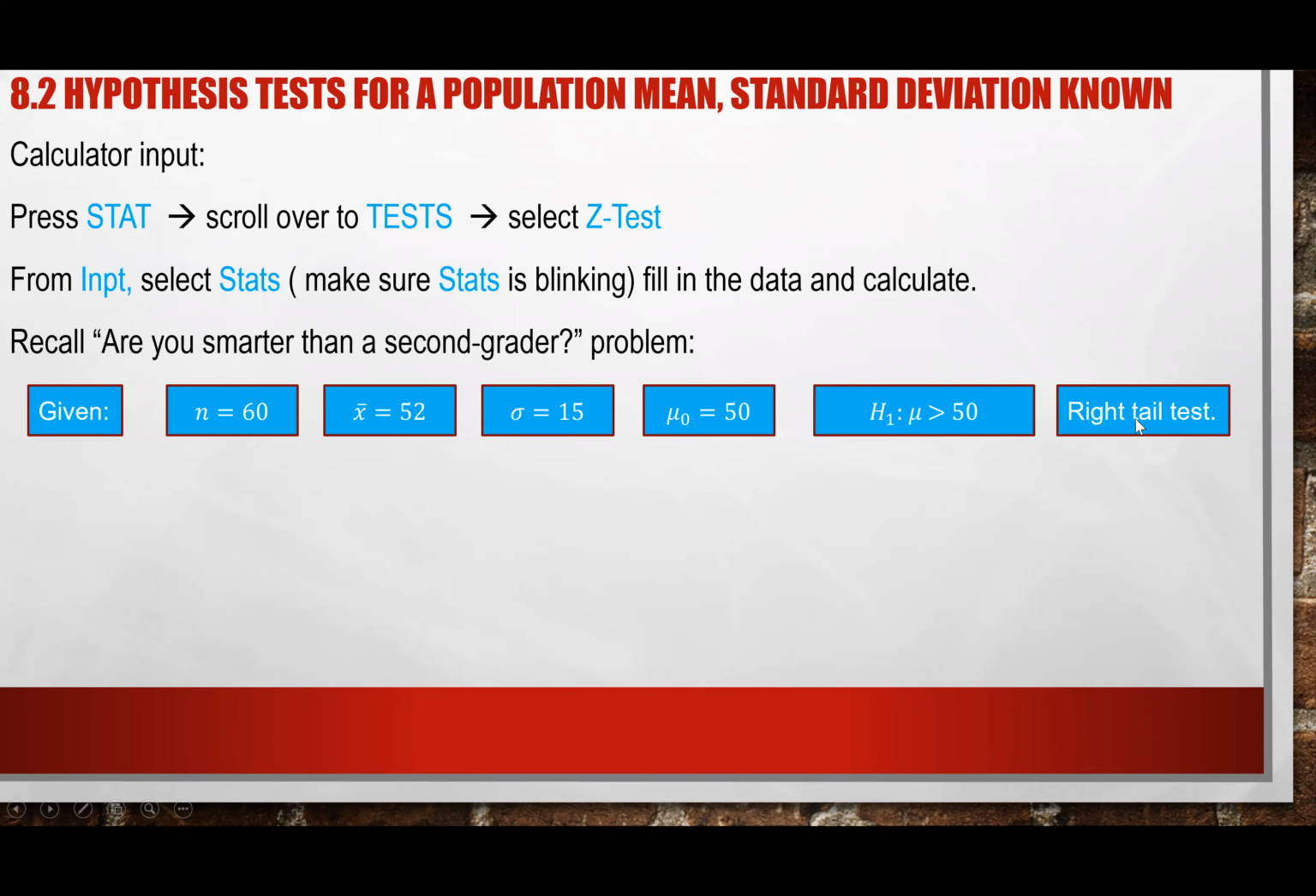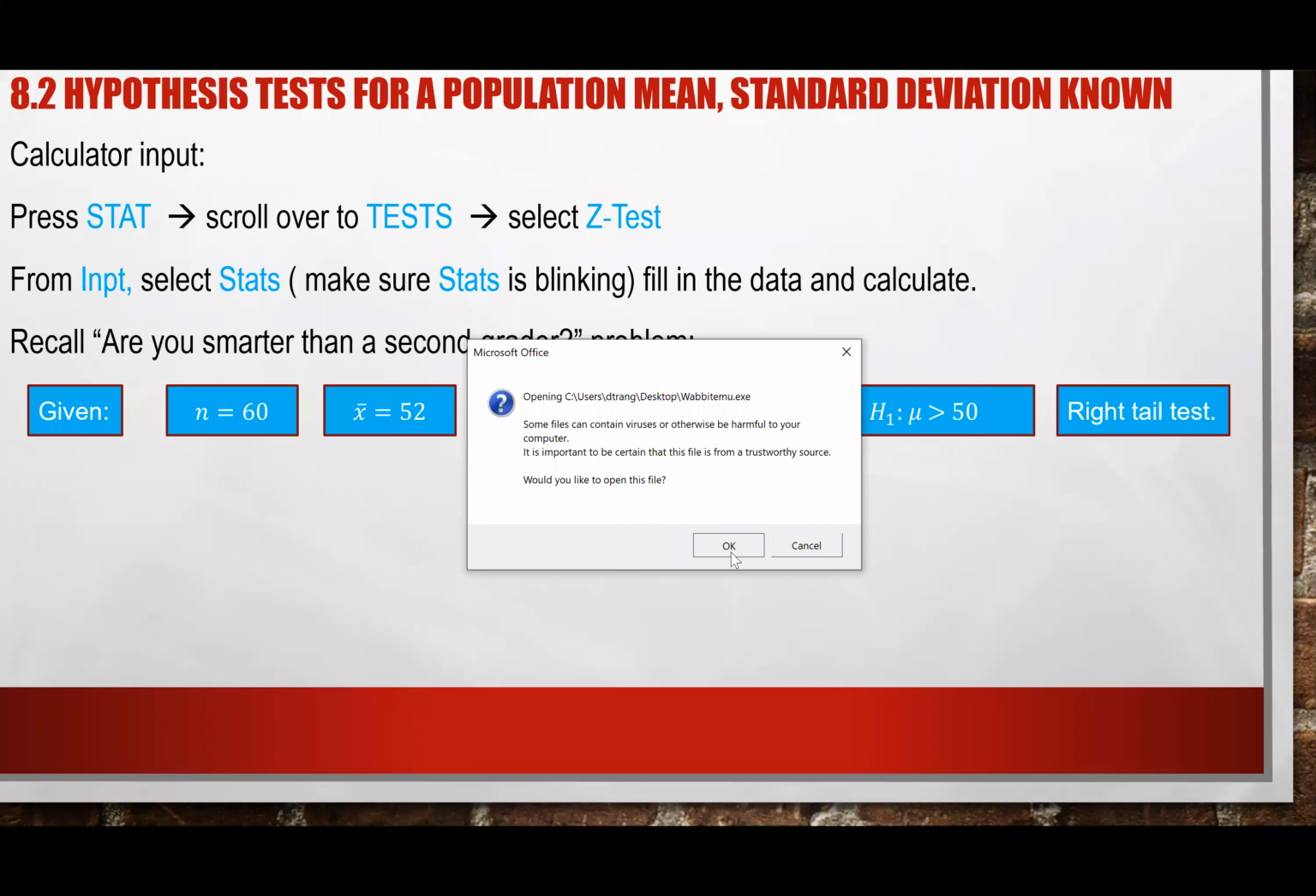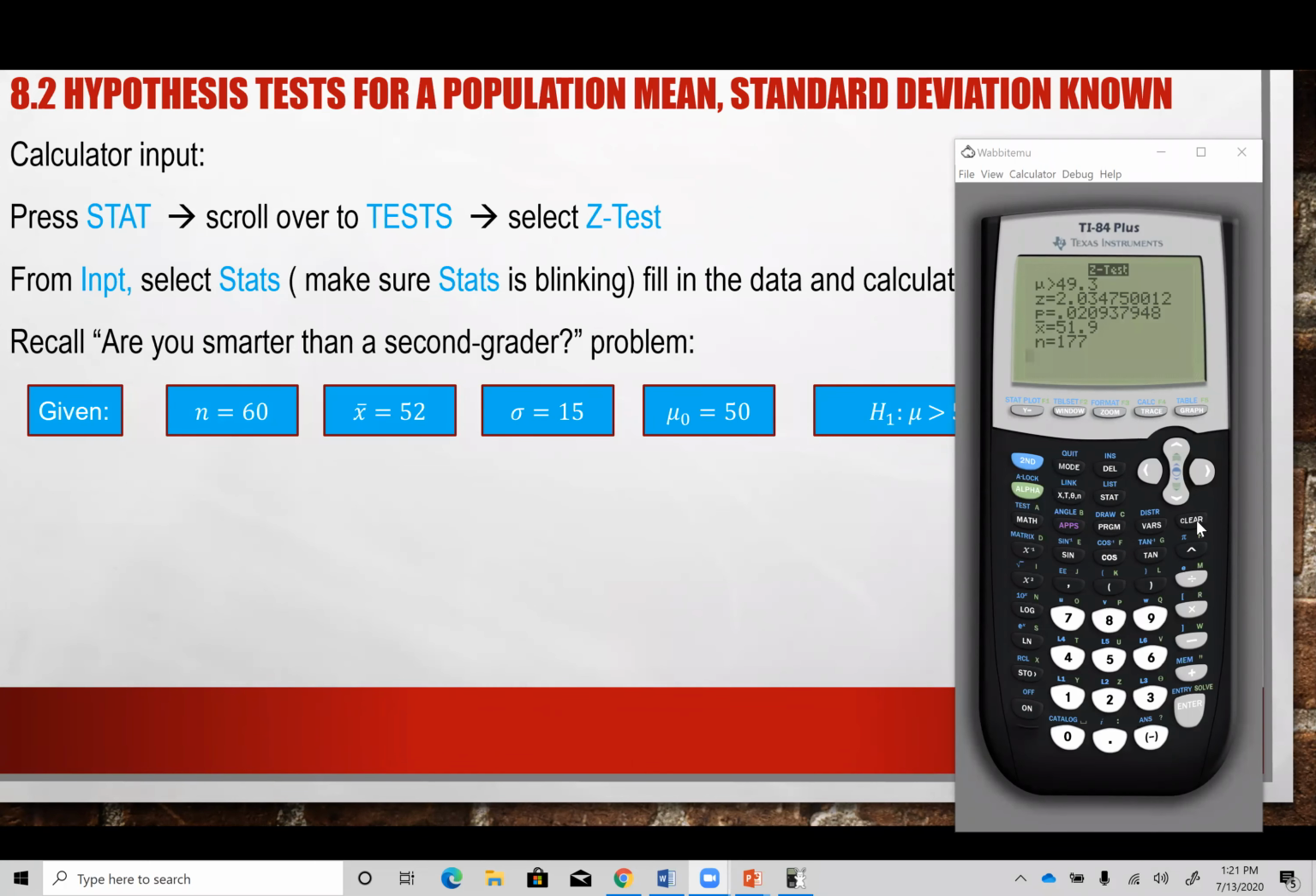We know it's a right-tail test because of our hypothesis, the H sub 1. So if you look at this calculator, you just hit stat and go to test. Again, the first option is your z-test. Last time in chapter 7, we used the z interval. This time we use the z-test.